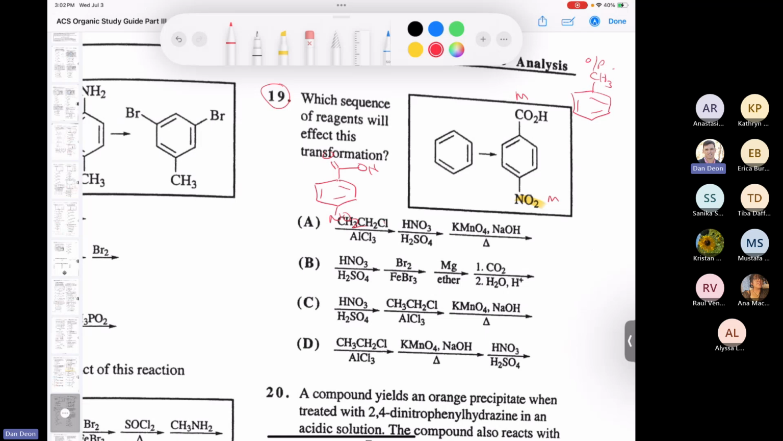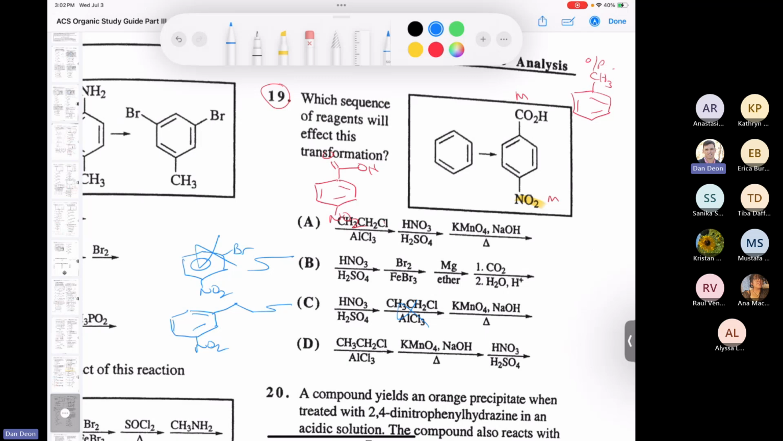In B, there's got to be a problem with B. In the first step, you do a nitration, right? You put a nitro group in, but then if you try to brominate that, that's going to go in the meta position. So this isn't going to work. B won't work. If you look at C, again, first step is nitration. Then you try to do an alkylation. It won't even work because you get a strong electron withdrawing group. But even if it did, it would be in the wrong position.